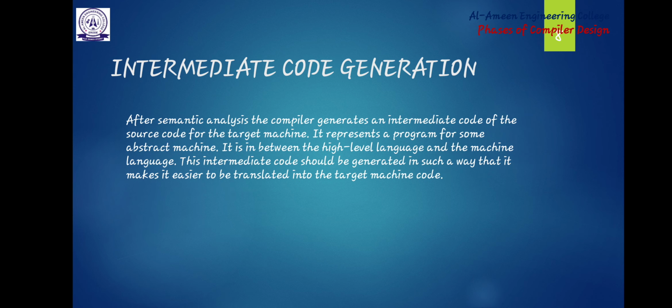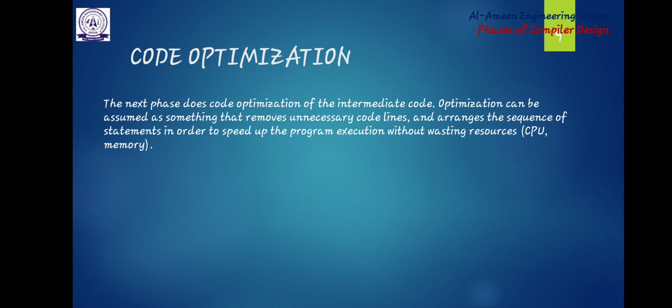And intermediate code generation. After the semantic analysis, the compiler generates the intermediate code of the source code for the target machine. It represents the program for some abstract machine. It is in between the high level language and the machine language. This intermediate code should be arranged in such a way that it is easier to translate into the target machine code.